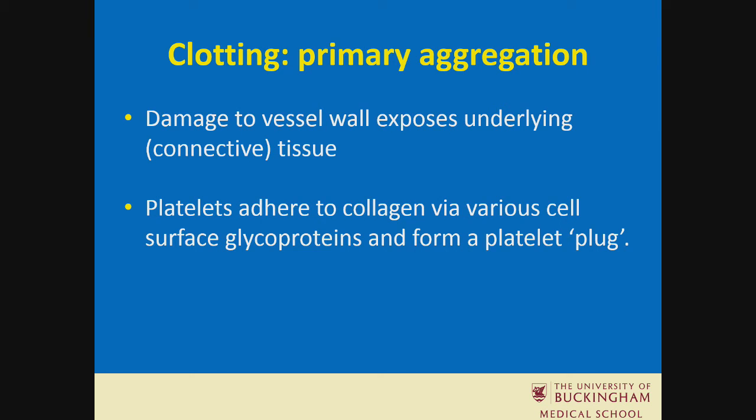Damaged endothelium also releases von Willebrand's factor, and the platelets recognize, via the cell surface glycoproteins, exposed moieties on the collagen which has been revealed as a consequence of damage. And this forms an initial loose platelet plug. And that's your primary aggregation or primary hemostasis.